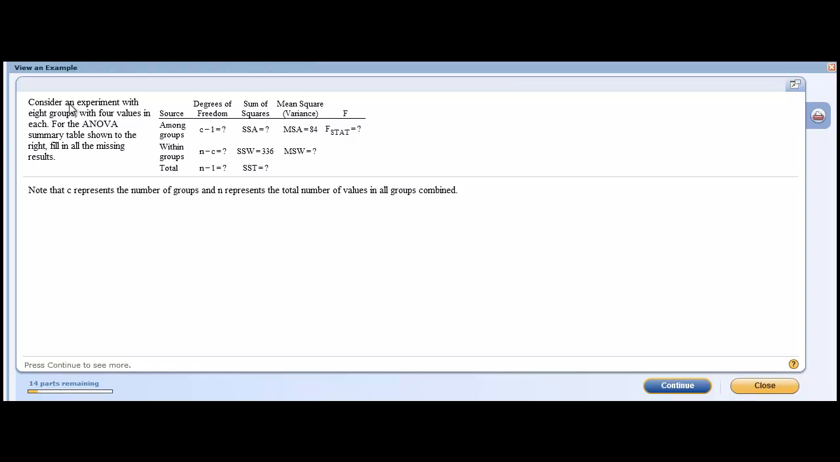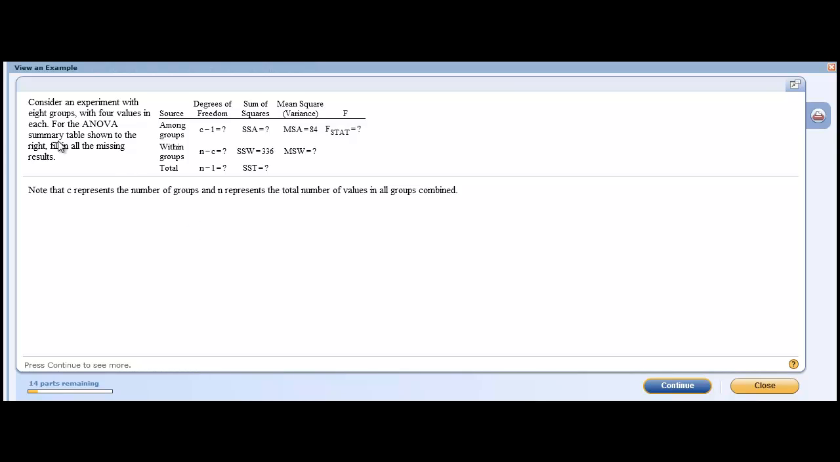Here we have an experiment with 8 groups with 4 values in each group. Well, how many people are in our sample altogether? Well, 32. 32 is n. C is the number of groups, 8. And so we can fill in all these degrees of freedom right away. In fact, we can do the whole table without any other assistance.